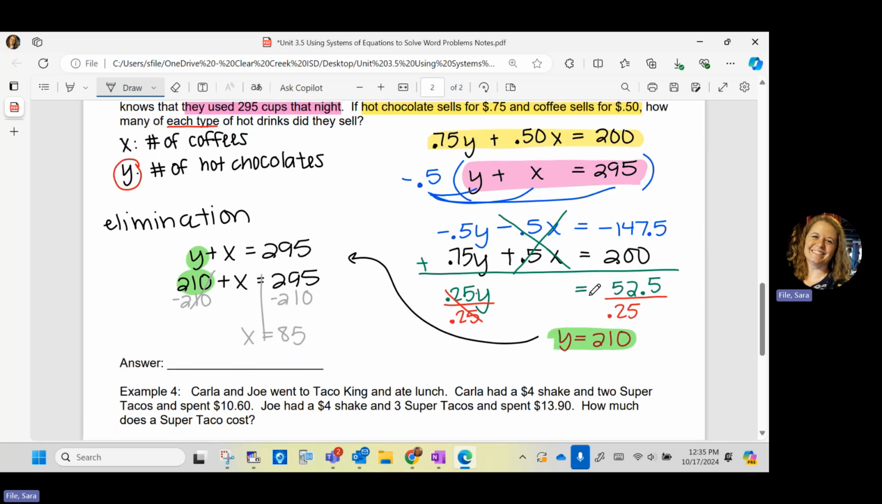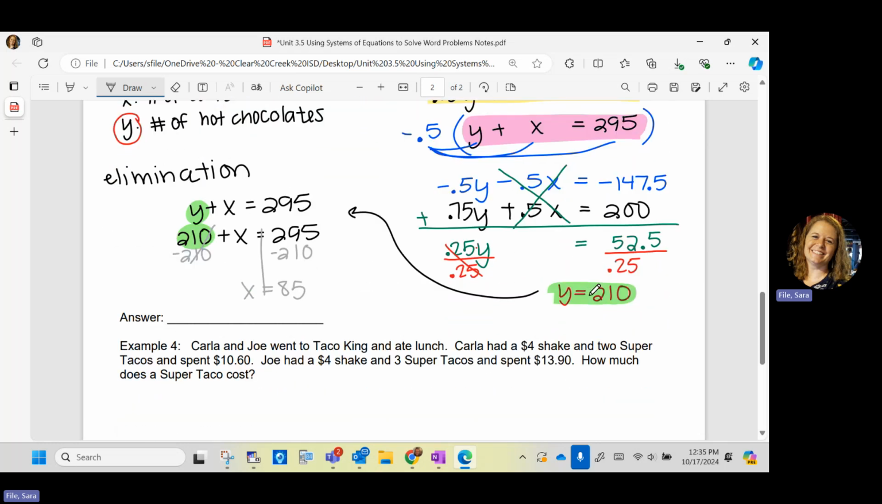So the answer here, now we pay attention to our units. So we make sure that we have the numbers marked correctly. So 85 was copies and 210 hot chocolate.